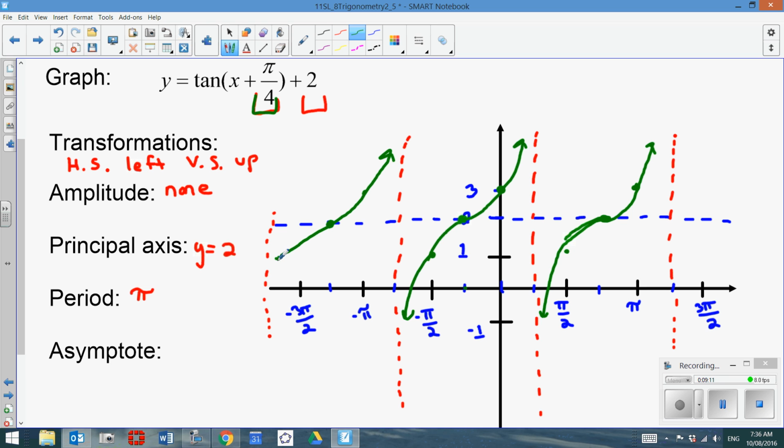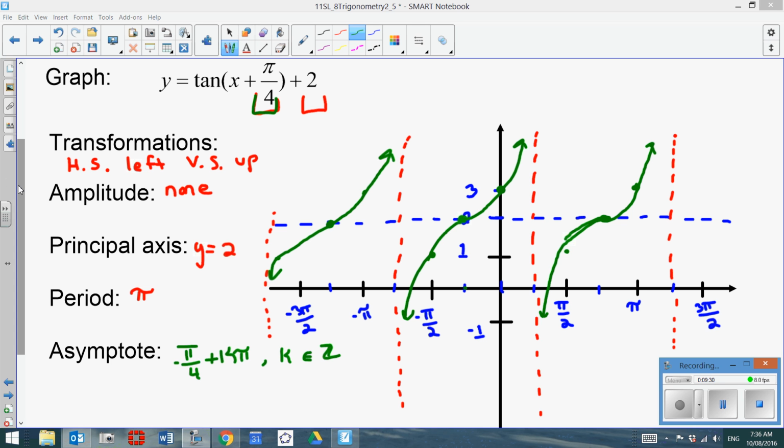So here my asymptotes are beginning at negative pi over 4 because of that horizontal shift, but I'm still going to add on units of pi because my period did not change, and that's where k is an element of any integer. There we go. All right, so just thinking about how the asymptotes will be affected by where your horizontal shift is. Principal line is affected again by where your vertical shift is, and if we have a period change, then we will also have to change how wide or how far apart the asymptotes are.